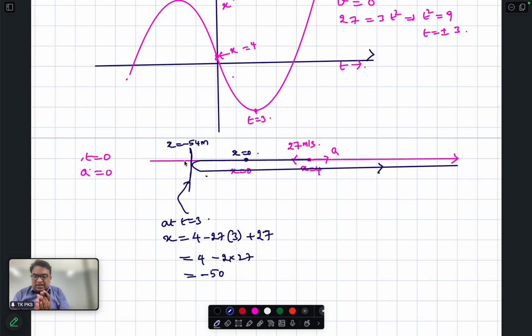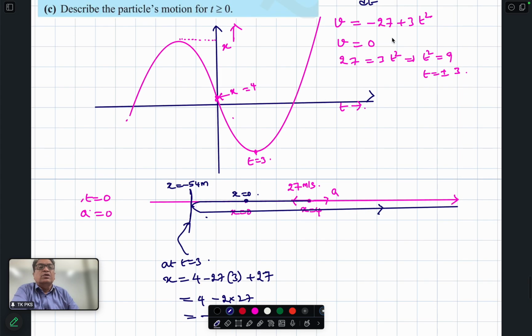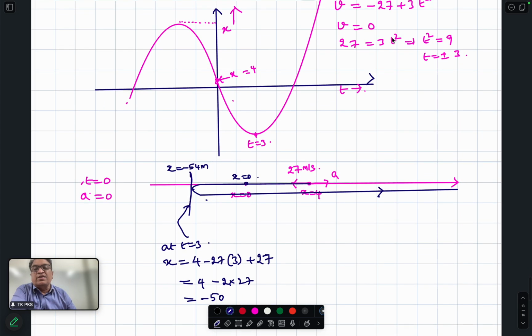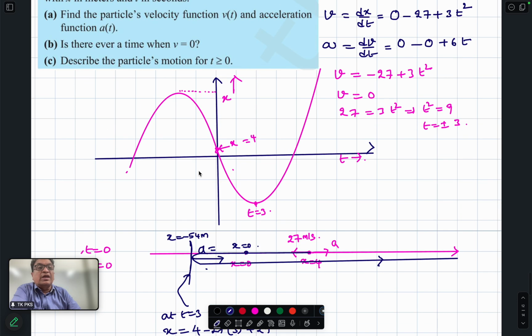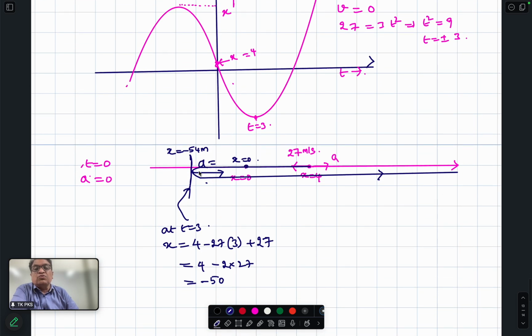At this location, it instantaneously comes to rest. But remember, at t is equal to 3, acceleration is there. Acceleration is 6t, which means acceleration is in this direction, and it is 6 into 3, 18 meter per second square.